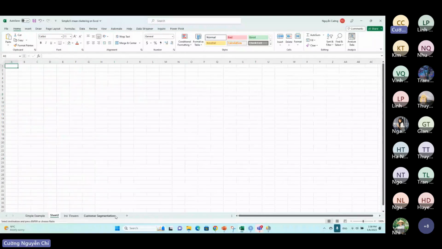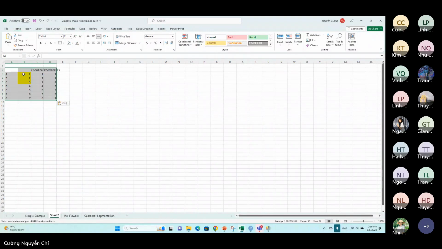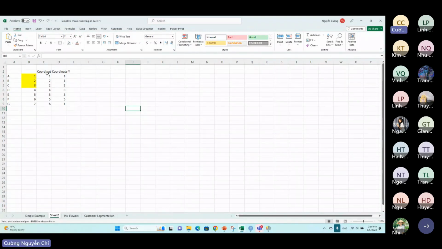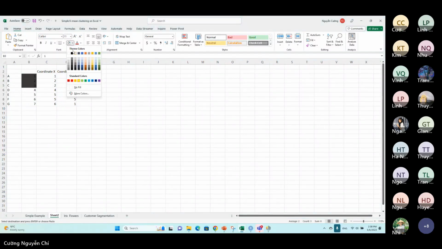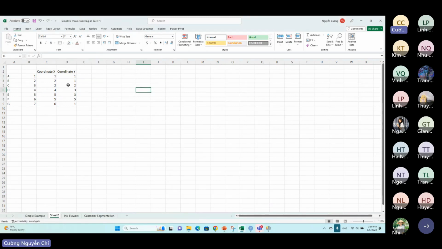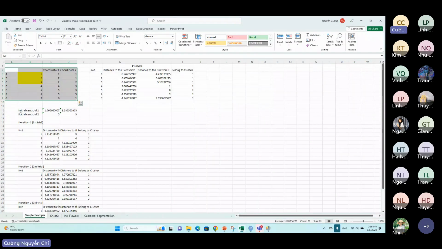But I will create another chart so you can easily see it, and make it a little bit bigger. So this will be the coordinates of x and y, right? This has not been created for the previous one. Okay, so this will be x and y, and we have 7 different data points. The thing is, we want to create 2 clusters. To do that, we will create the first 2 initial centroids.